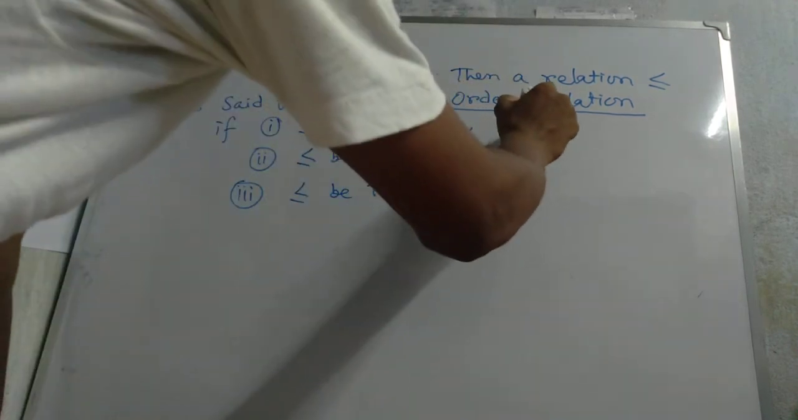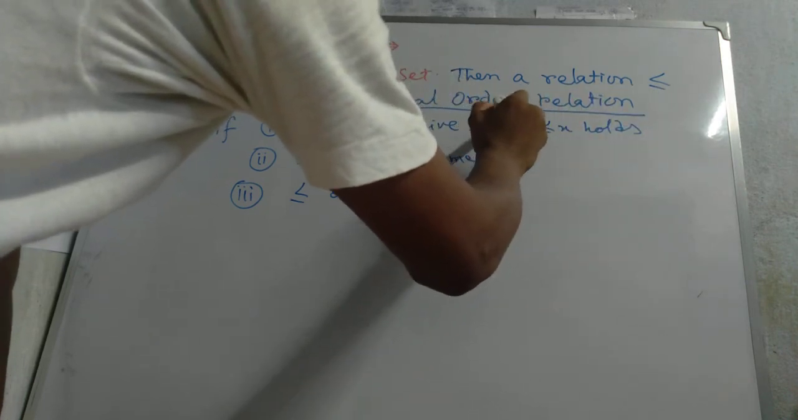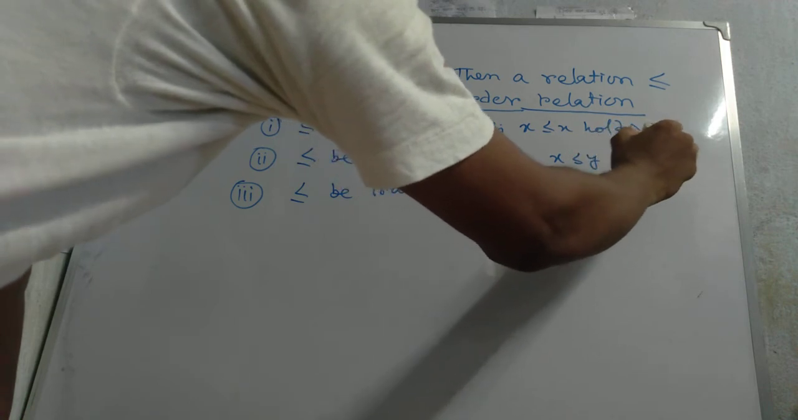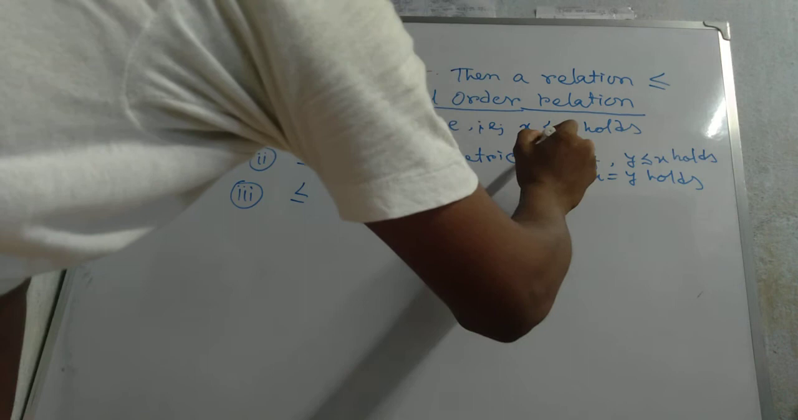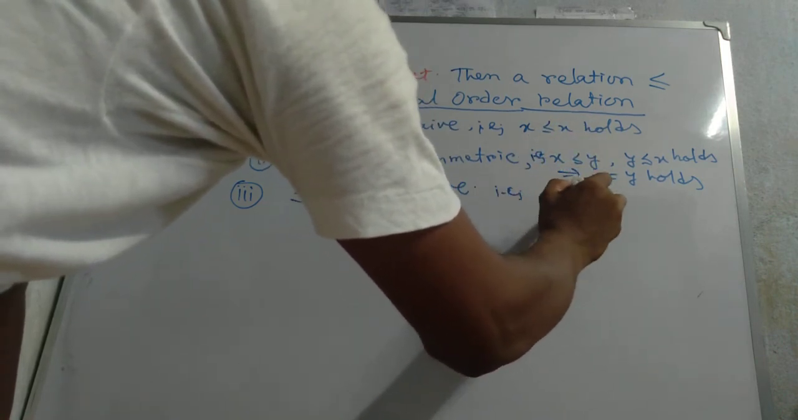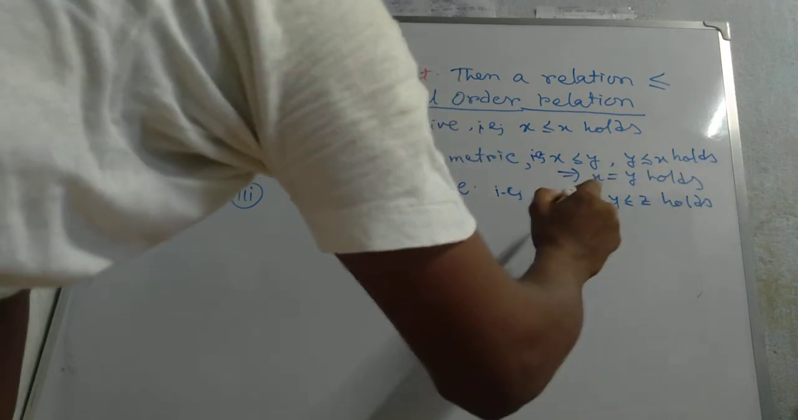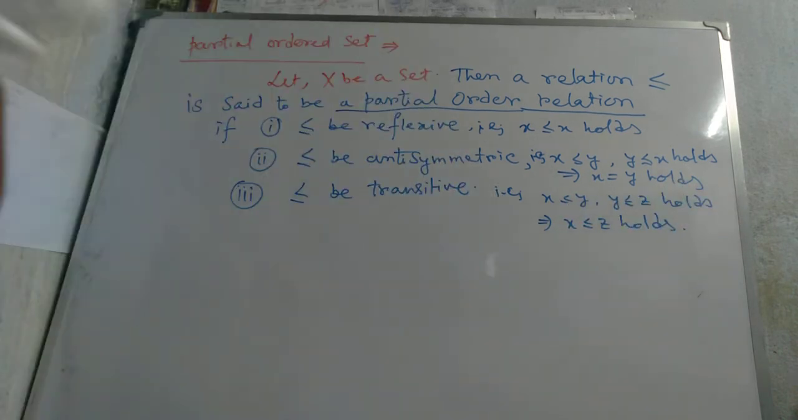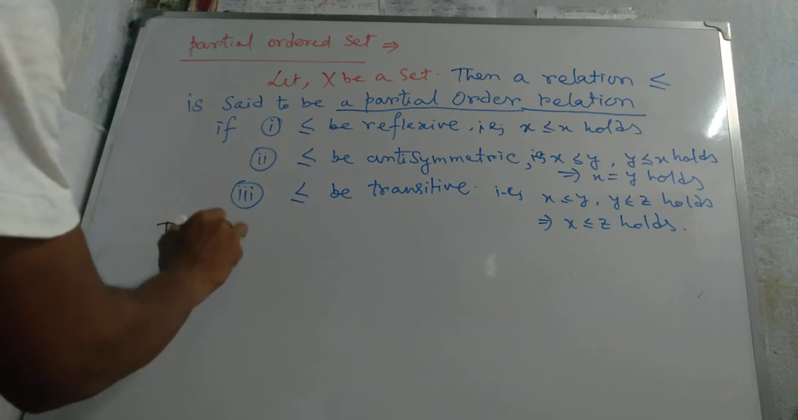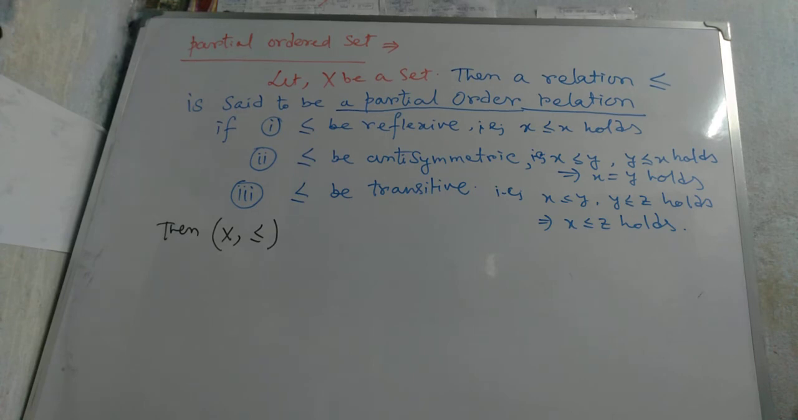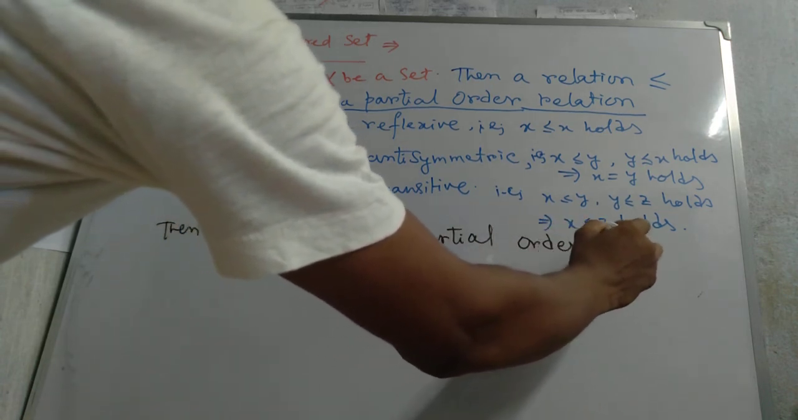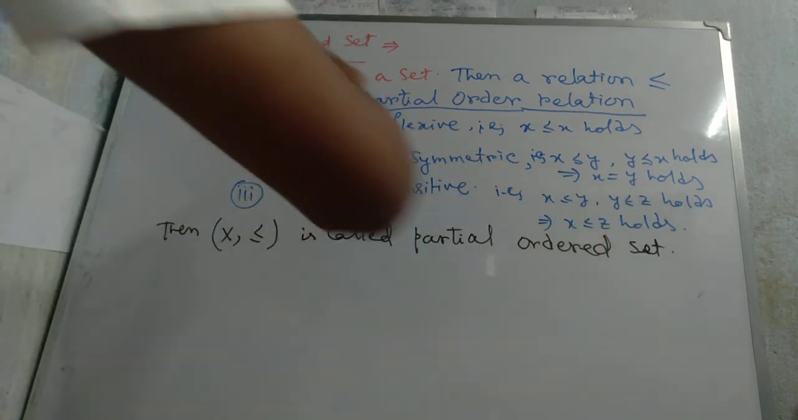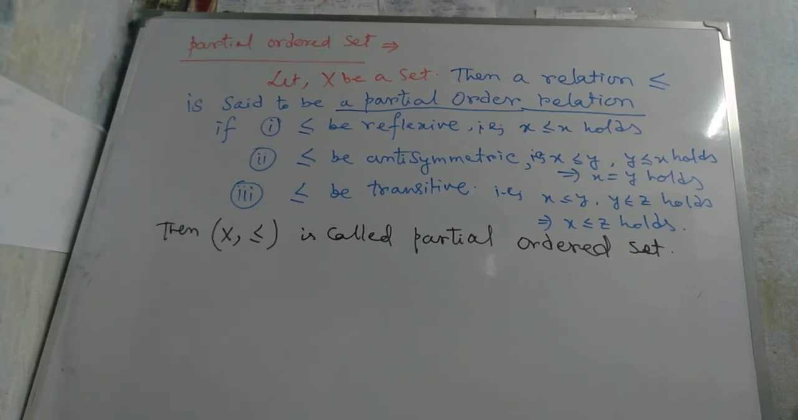Reflexive means x less than or equal to x holds. Antisymmetric means x related to y and y related to x holds implies x equals y. Transitive means x related to y and y related to z holds implies x related to z holds. Then this relation is called a partial order relation, and this set is called a partially ordered set.